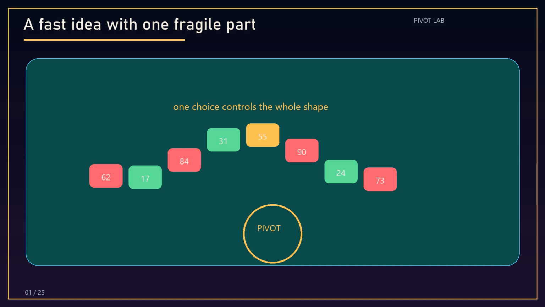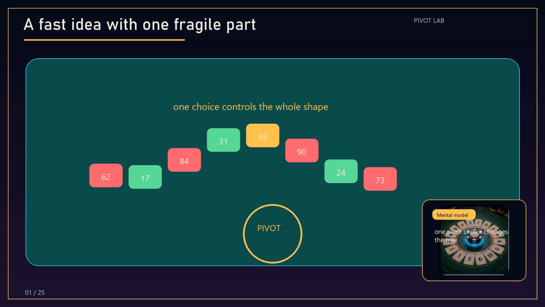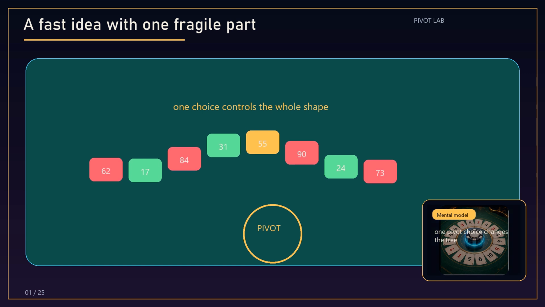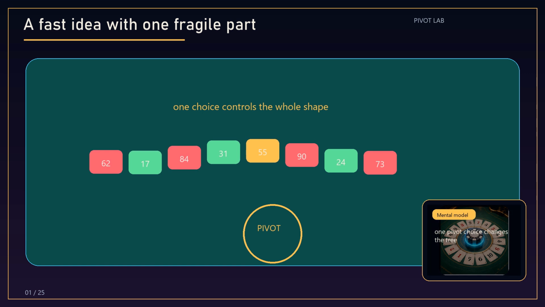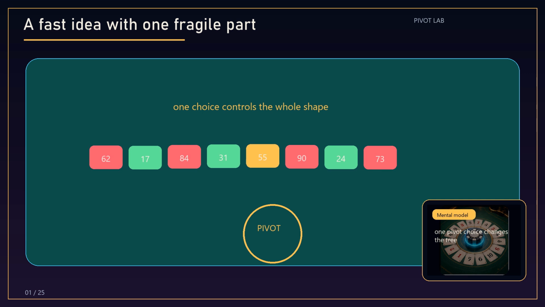Quicksort can feel almost magical. It sorts by repeatedly drawing one line through the data, smaller values on the left, larger or equal values on the right, depending on the equality rule. But the whole strategy depends on one fragile choice. If the pivot keeps landing in the wrong place, the magic collapses into a long, expensive chain.